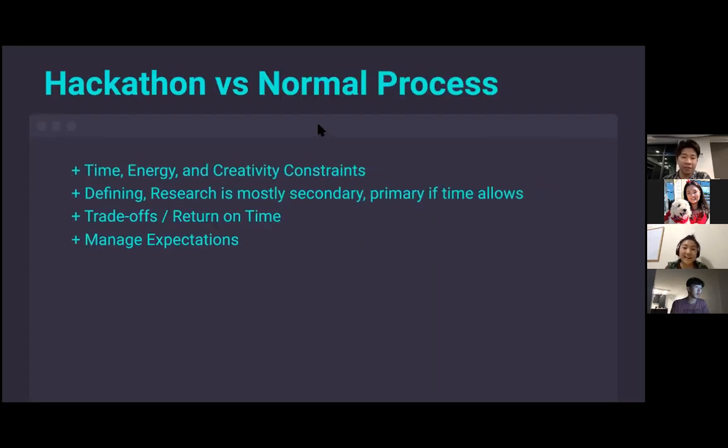Definitely note that you will have a lot of time, energy, and creative restraints, and you might not be able to do everything that you wanted to do during the hackathon. You have to know what you want to sacrifice and manage your expectations, and know that it's still going to be a great time, even though you won't be able to accomplish exactly everything you wanted. But hopefully you'll get enough done.